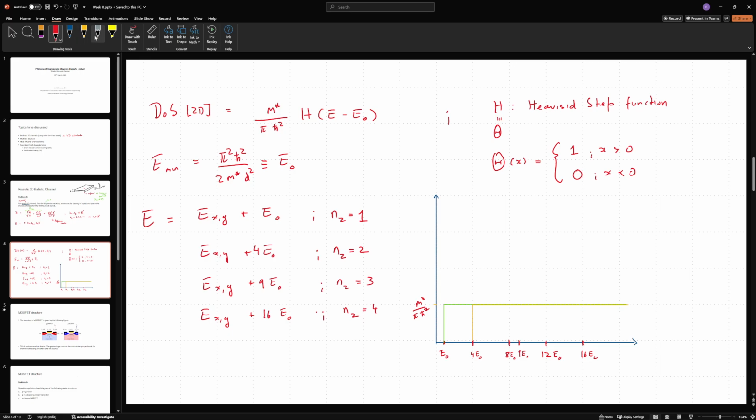And then for 9 E naught, a different color, which one shall we use? And finally at 16 E naught. So these are just overlapping lines. I'm just slightly displacing them so that they all become visible.